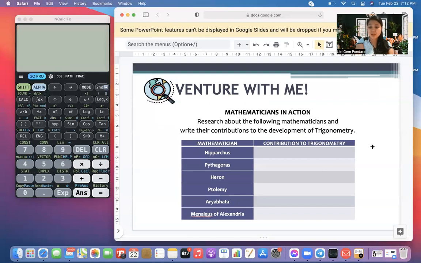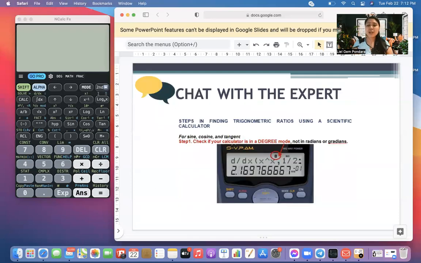Let's start with our lesson. Now, how do we find trigonometric ratios using a scientific calculator? My sample in the module is a Casio calculator. What you see on my left is an NCalc FX calculator. And they may look different, but they might have almost the same functions.